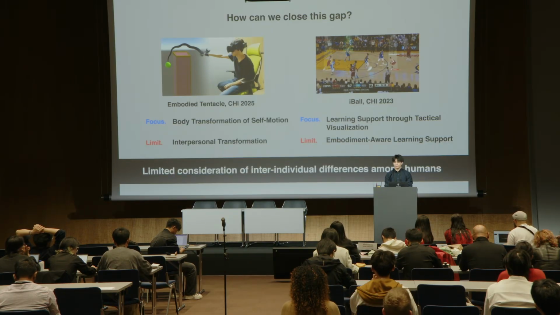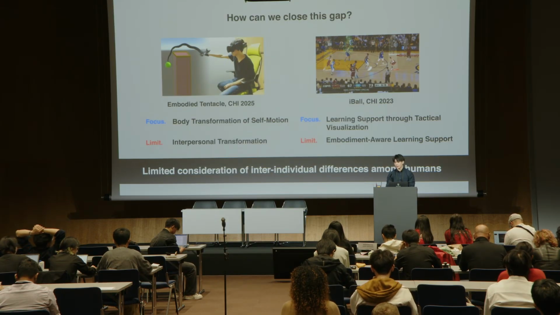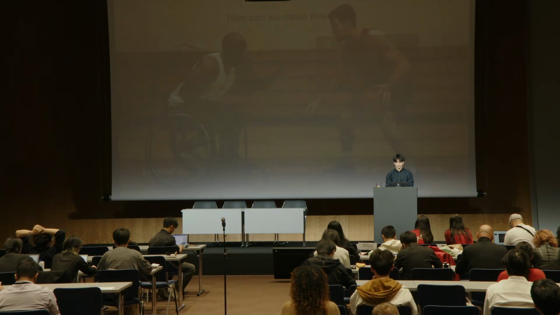However, existing research on embodiment transformation has mainly focused on the interaction between humans and non-human bodies. In addition, in the domain of tactical learning, little attention has been paid to how knowledge can be transferred across different embodiments. To this end, we propose Bleach.